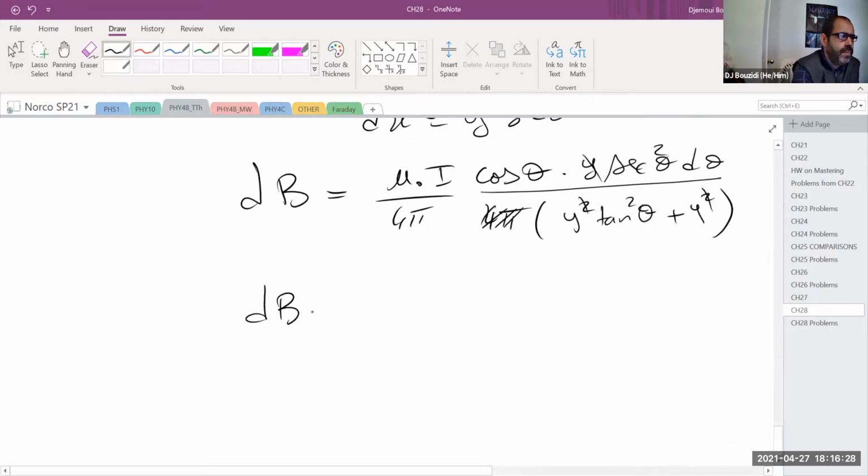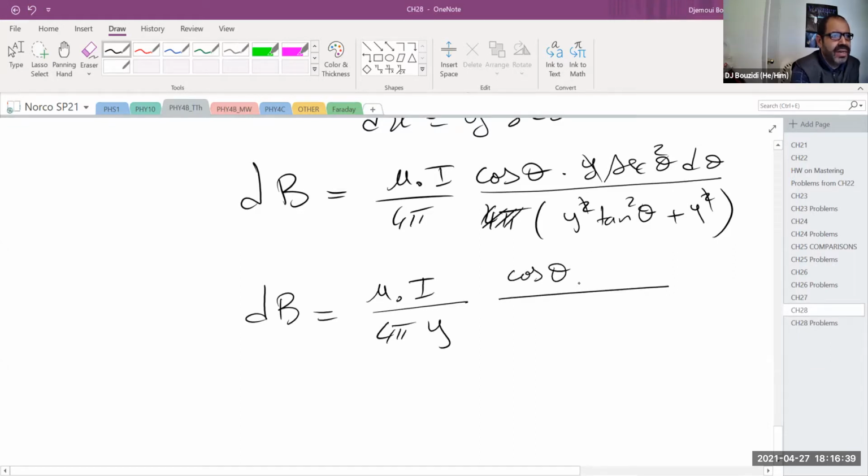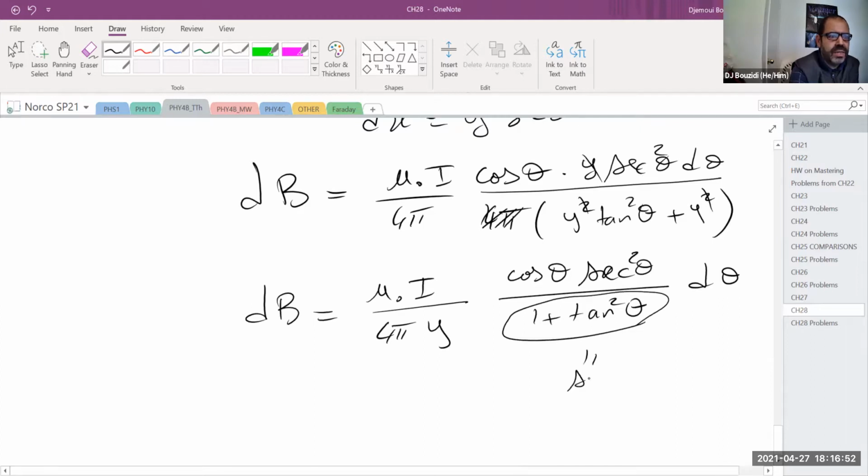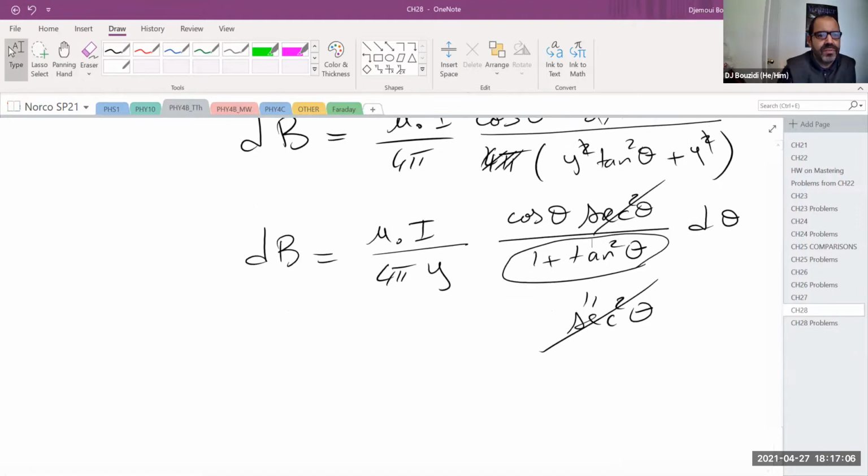So dB now is mu naught I divided by 4 pi y, because I took the y out, and we are left with cosine theta secant squared theta d theta over 1 plus tangent squared of theta. Well, 1 plus tangent squared theta is actually secant squared too. That's why I was hesitant to cancel any of the secants with a cosine, because that takes care of that secant squared, and we are just left with cosine theta d theta to be integrated from negative pi over 2 to positive pi over 2.